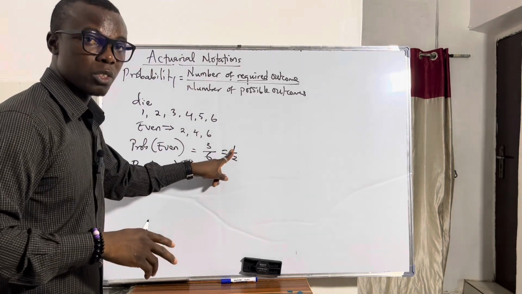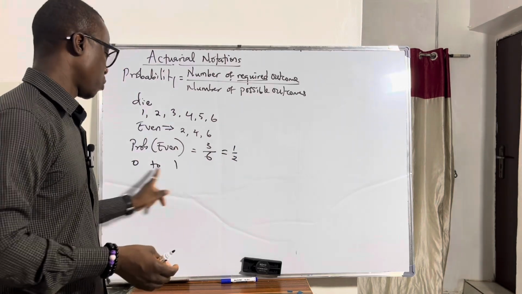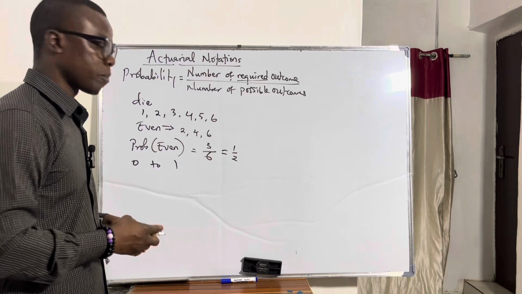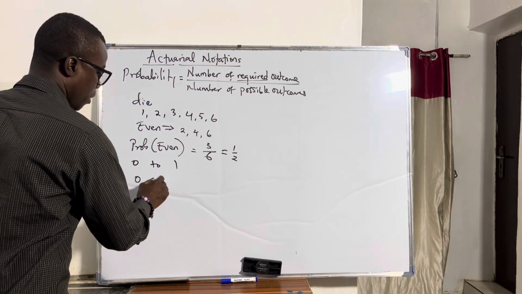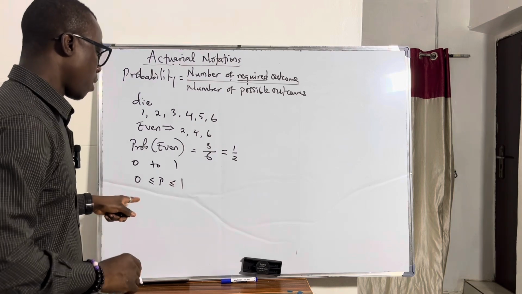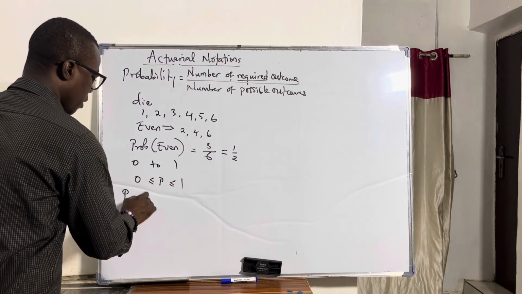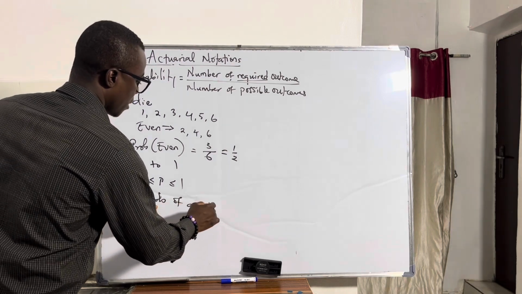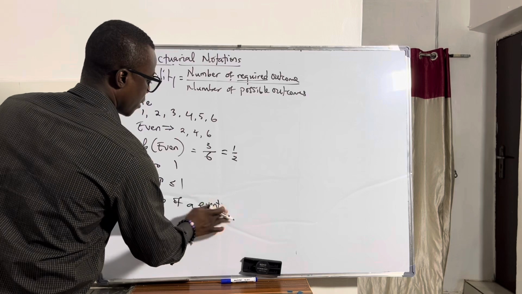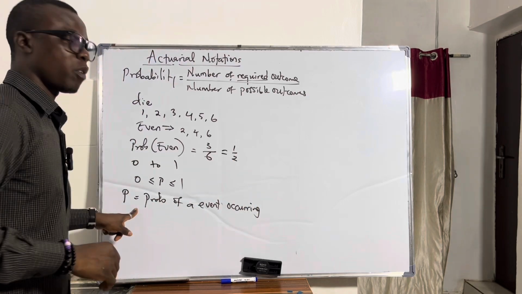So you can see 1 over 2. The probability of having an even number when I throw a die is 1 over 2, which is between 0 and 1. So 0 less than or equal to p less than or equal to 1. So let's say P is the probability of an event occurring. P for short is the probability of an event occurring.